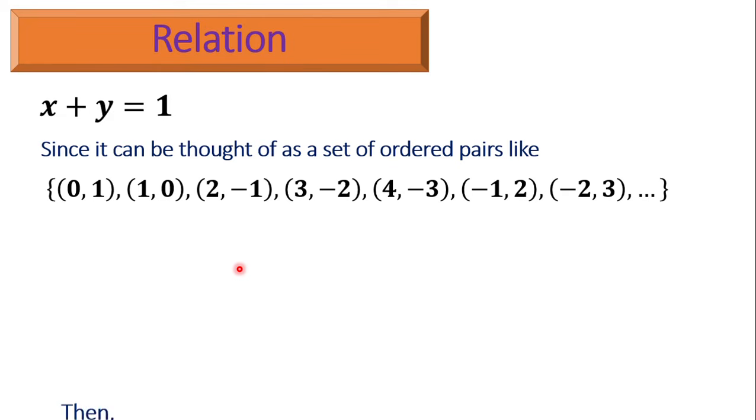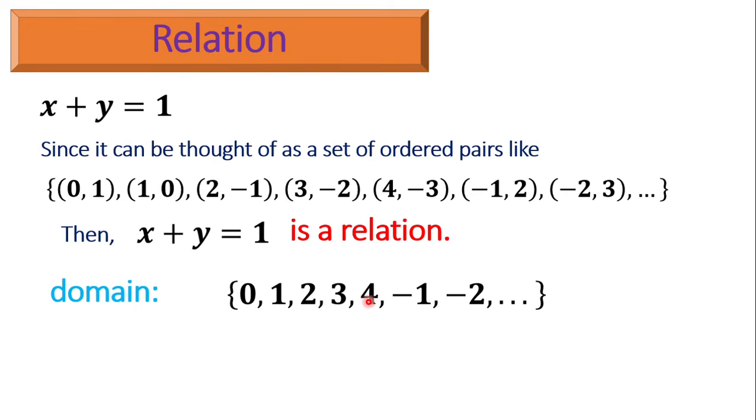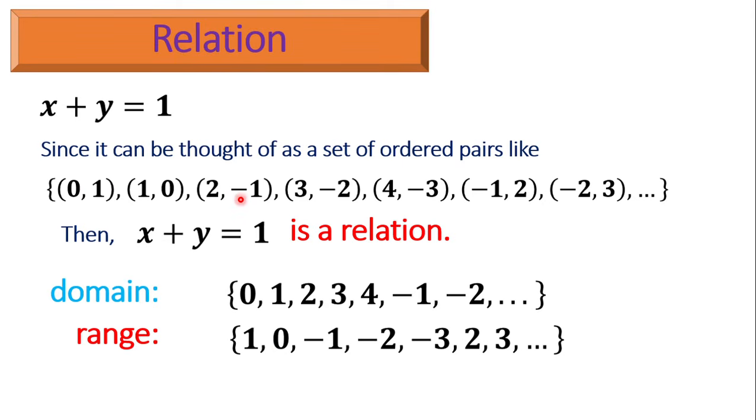Okay. So, then, x plus y is equal to 1 is a relation. Di ba? Kasi ang domain natin dyan, 0, 1, 2, 3, 4, negative 1, and negative 2, and so on and so forth. Yan. Actually, kasi pag kinumpute natin yung value ng y, may nakukuha tayo, di ba? Ngayon, kaya ganun. Kaya siya isang relation. Itong sa range. So, 1, 0, negative 1, negative 2, negative 3, 2, and 3.